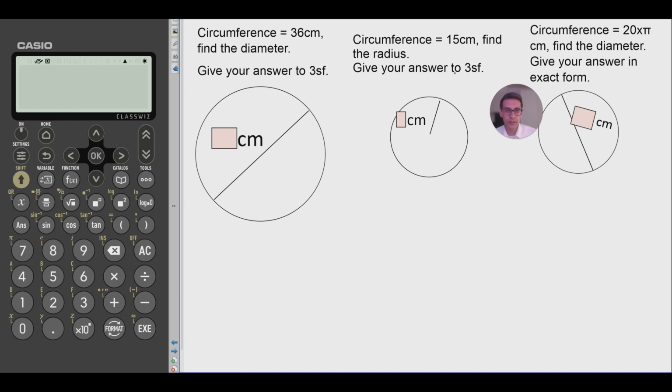Okay, for the last exercise, I need you to work out these values, all to 3 significant figures. Pause the video and have a go, and then I'm going to go through the 3 questions. Okay, so for question 1, we're going to use the same formula for all of these. So C equals pi d.